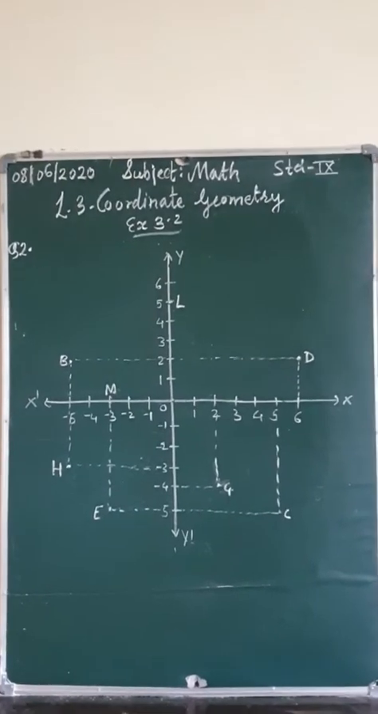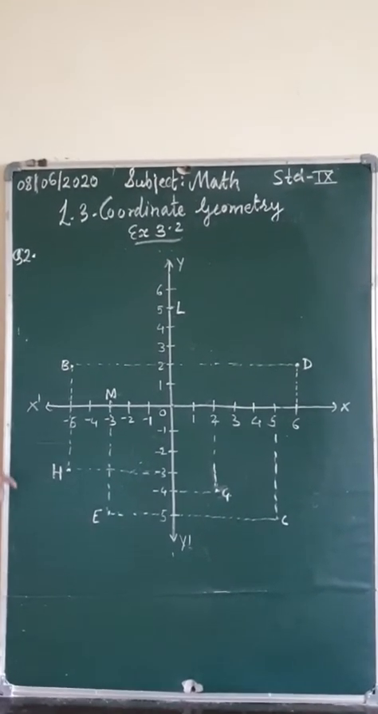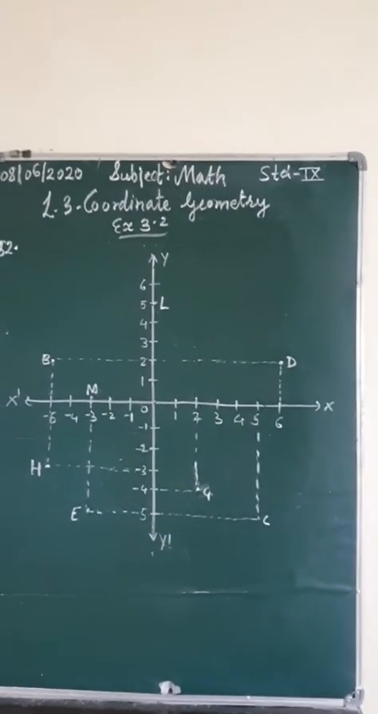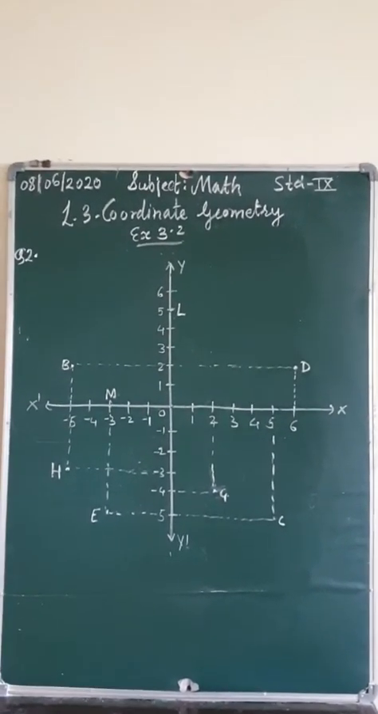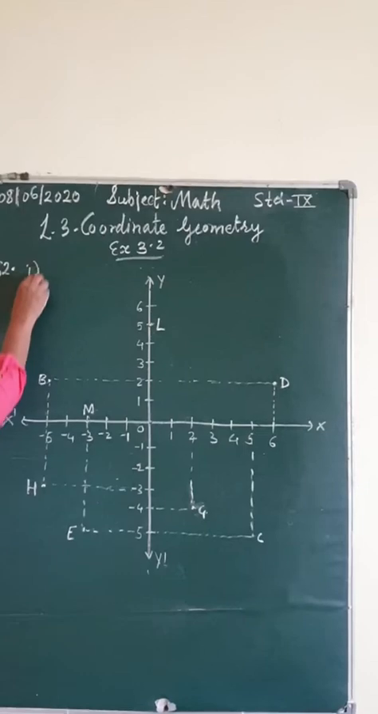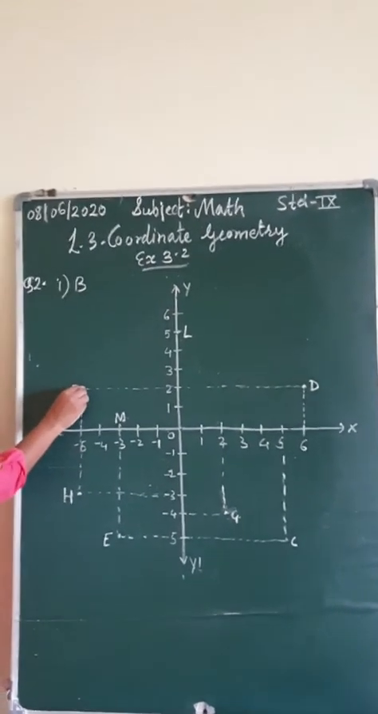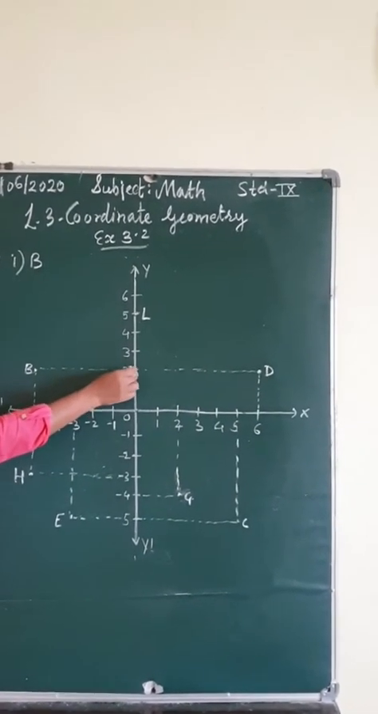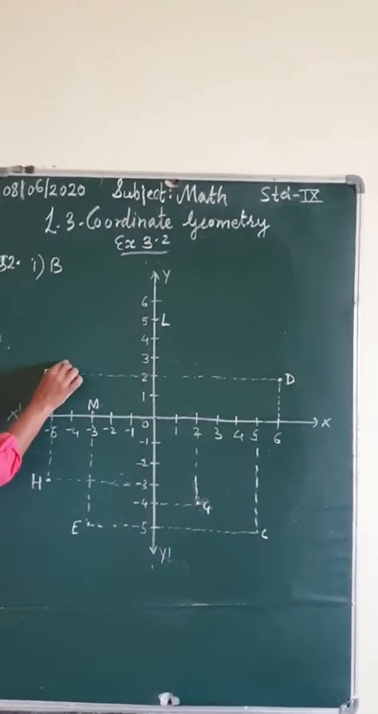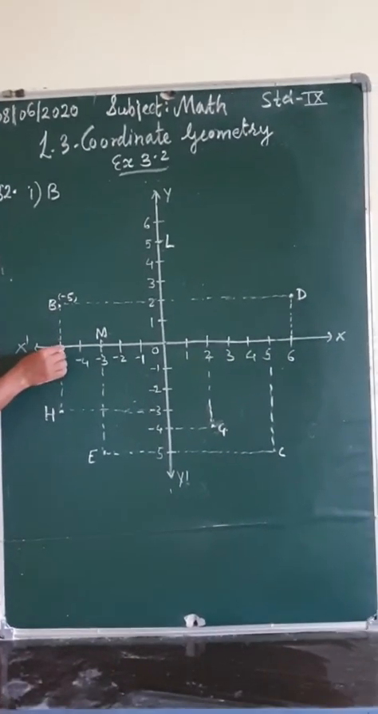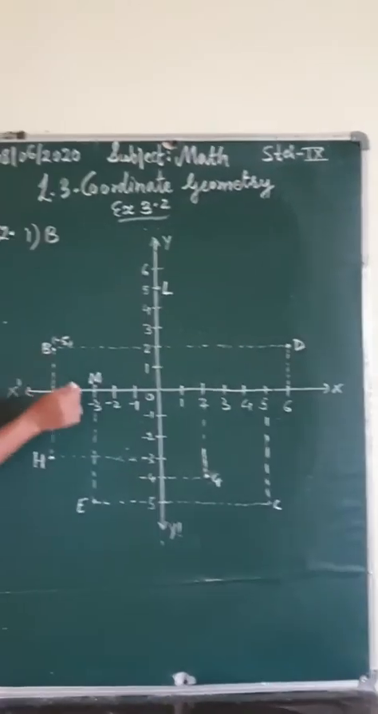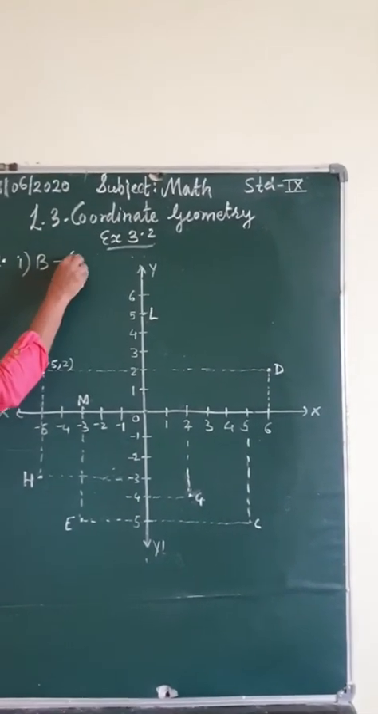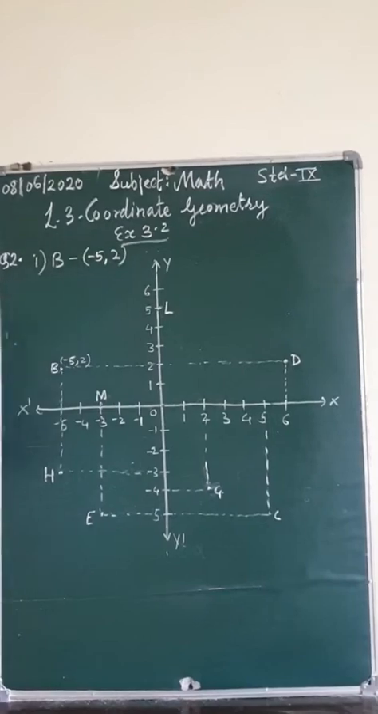In question number 2, they have given us the coordinate plane like what you can see on the board. And here they have asked, write the following. The first question is coordinates of B. Now where is the B point? Here. Now if you observe horizontally how far B is from y-axis, that is -5. And how far it is vertically away from x-axis, that is 2. So what are the coordinates of B? Coordinates of B are -5, 2.